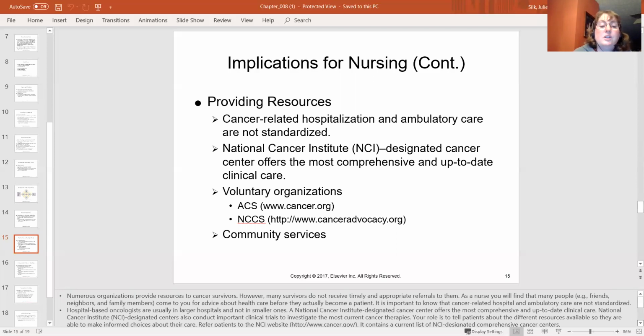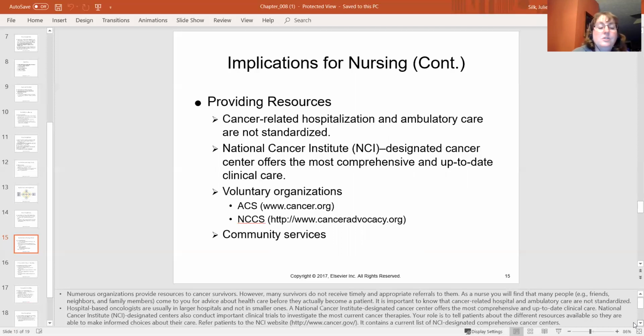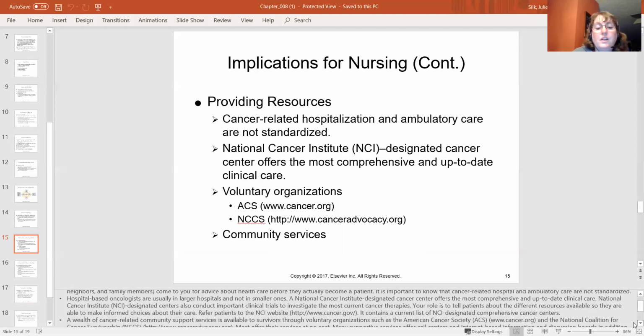A National Cancer Institute designated cancer center offers the most comprehensive and up-to-date clinical care. National Cancer Institute designated centers also conduct important clinical trials to investigate the most current cancer therapies. Your role is to tell patients about the different resources available so they are able to make informed choices about their care. Refer patients to the NCI website. It contains a current list of NCI designated comprehensive cancer centers.